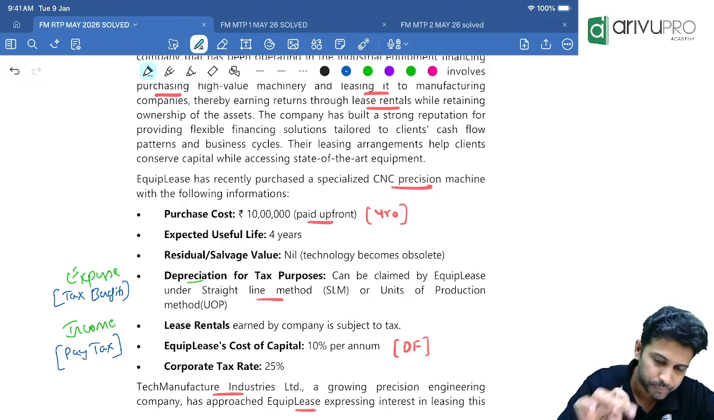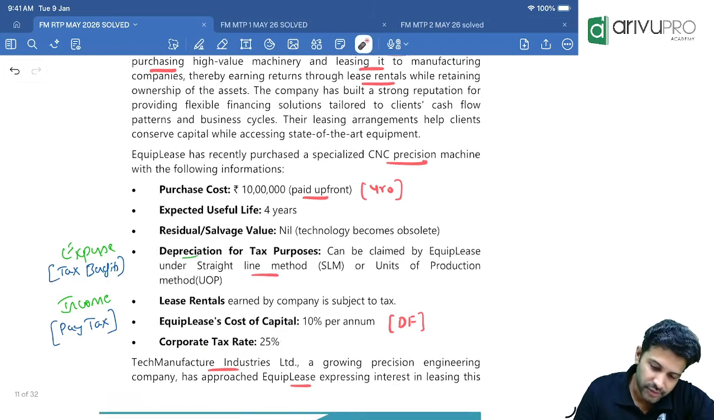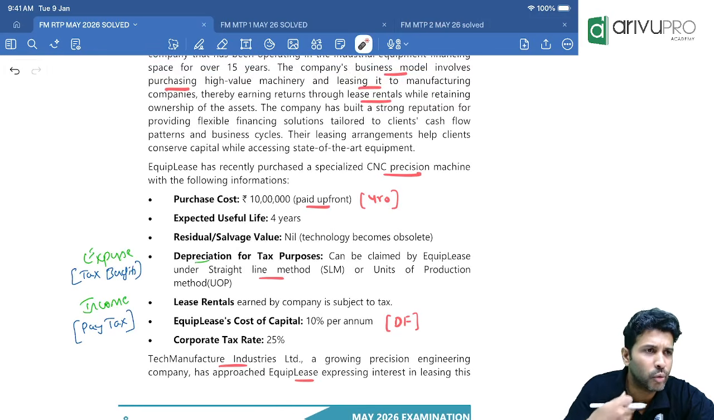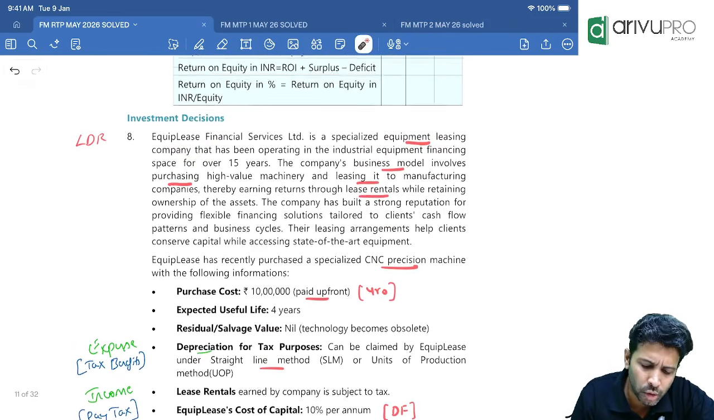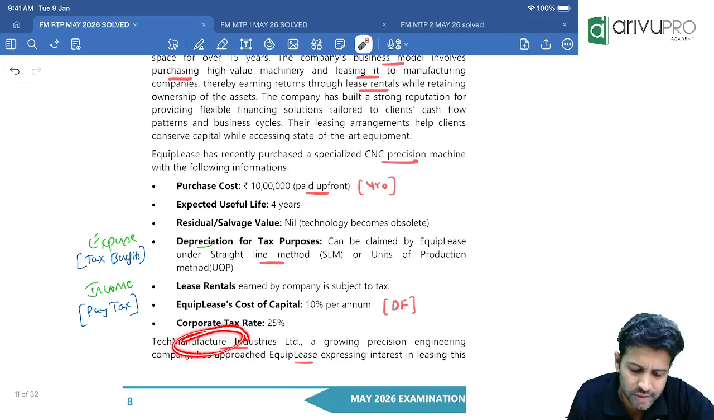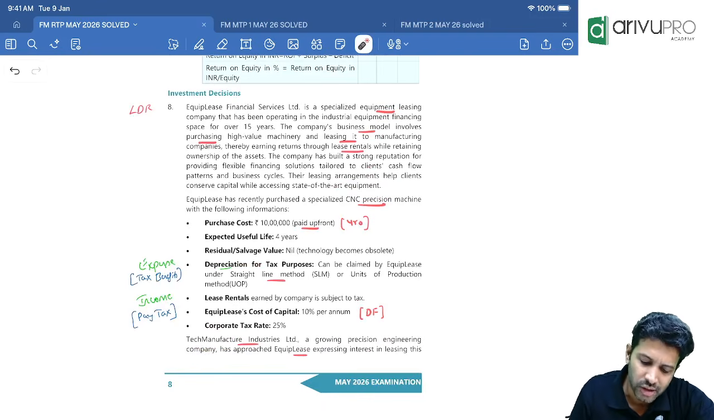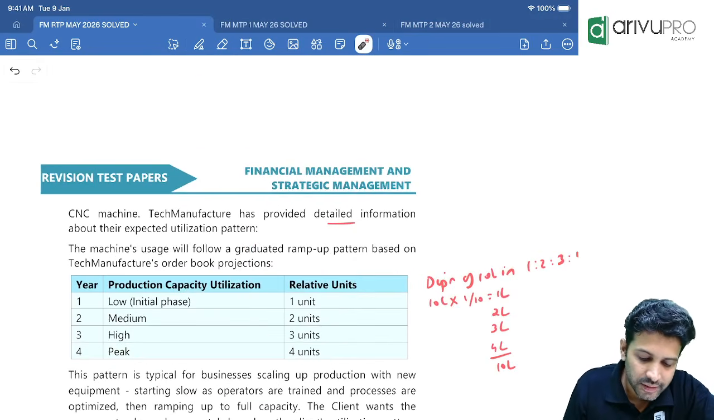This is okay, no? Now, what is the tax rate? 25%. Fair enough. Tech manufacturing industry. So, this is probably the company to whom we want to lease it out. We are Equip Lease. So, now maybe we'll buy the asset and lease it to this tech manufacturing industry. They're growing precision engineering. They've approached us and shown interest in leasing, and they've given certain data.